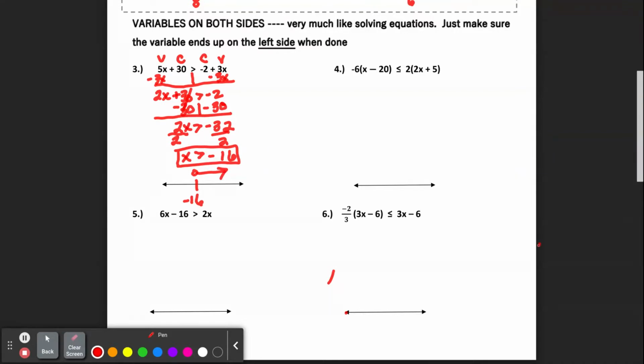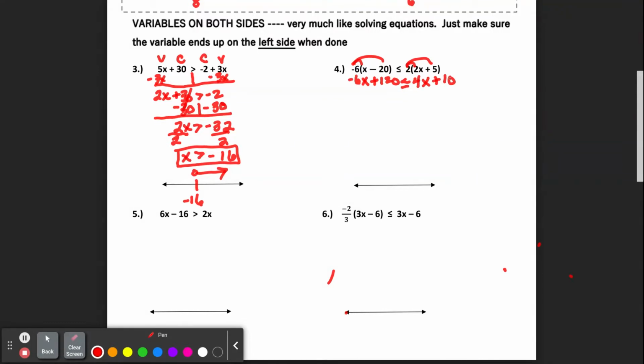Our -6 is our distributor, so we're going to have to distribute first. So this will be -6x. -6 times -20 is positive 120. Less than or equal to. Our 2 is our distributor, so we're going to distribute. And this will become 4x plus 10. All right, so now we're balanced. We have a variable and a constant on both sides.